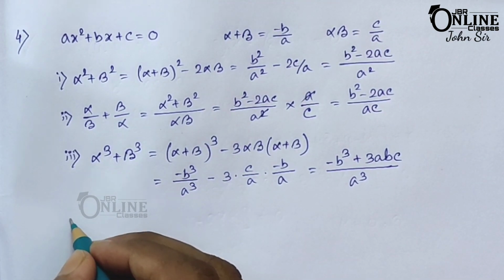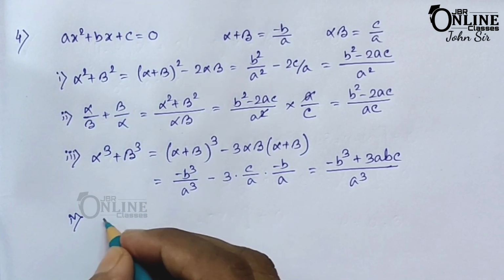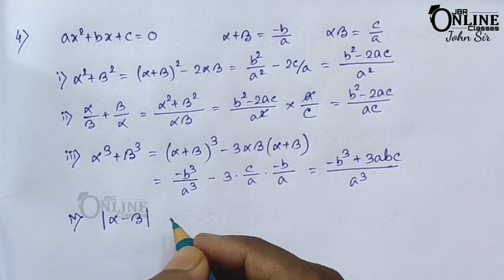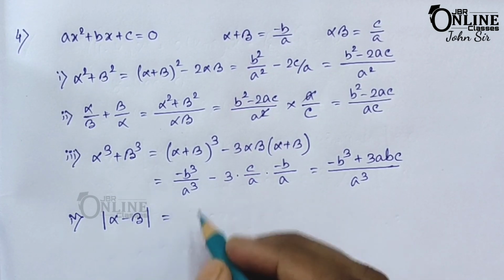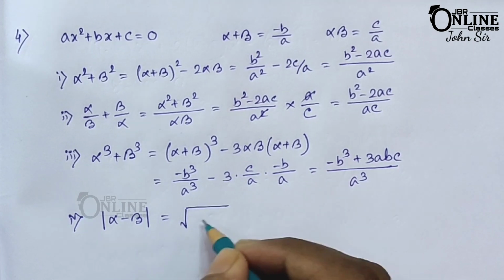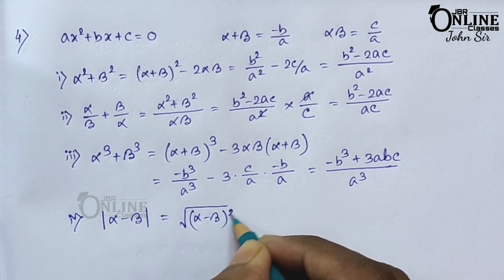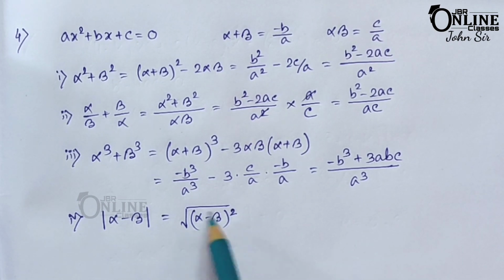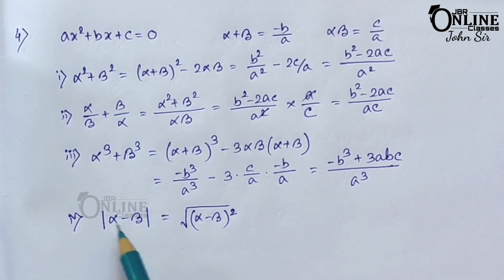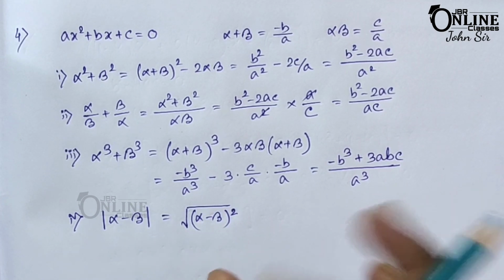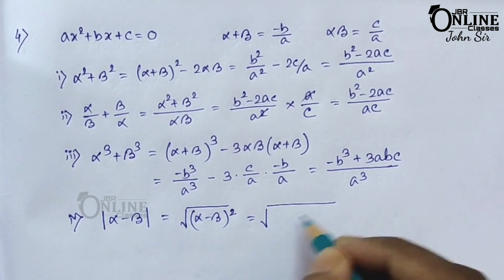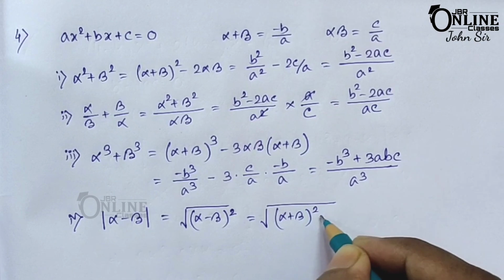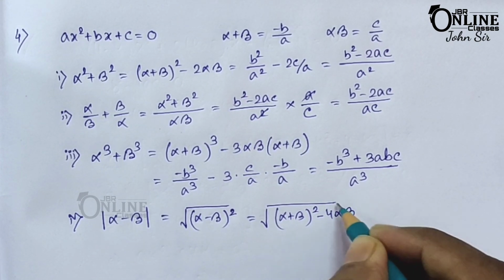Next one, number 4. In number 4, mod alpha minus beta. So that equals, you can write root over alpha minus beta whole square. As alpha minus beta whole square in root over, that means you will get alpha minus beta. As here mod, you have to take only the positive one. So alpha minus beta whole square, the formula will be alpha plus beta whole square minus 4 alpha beta.